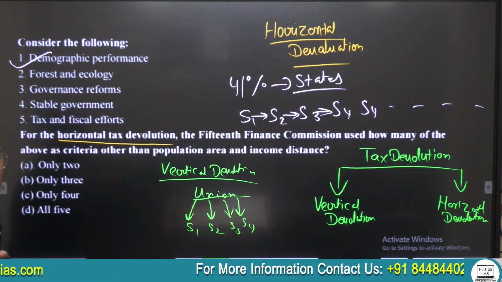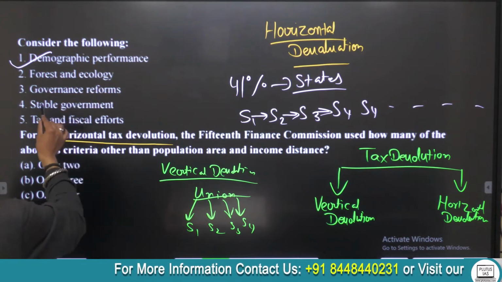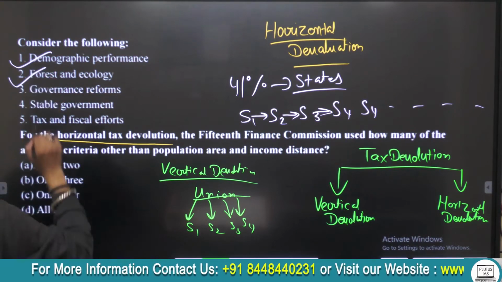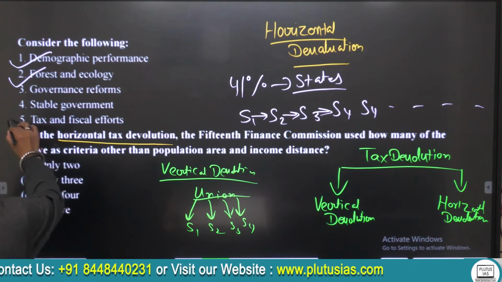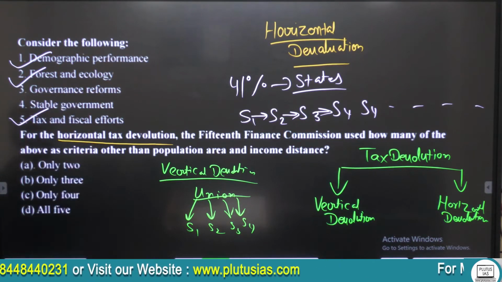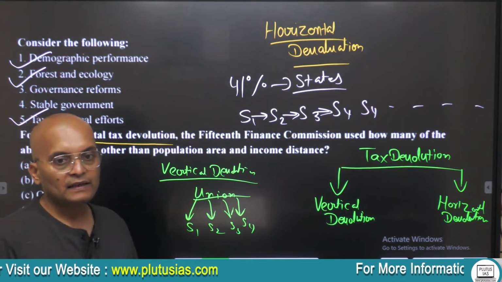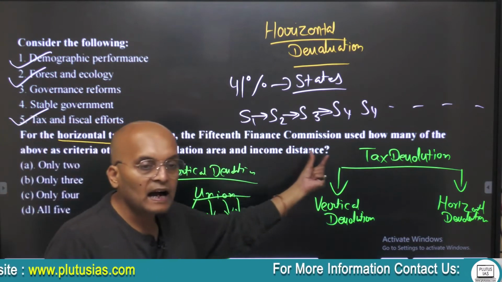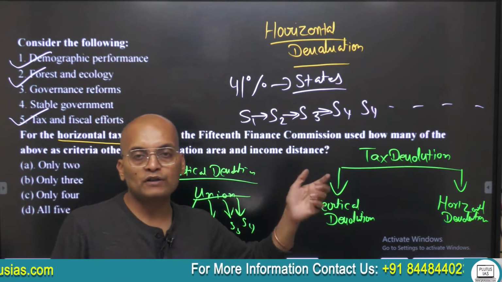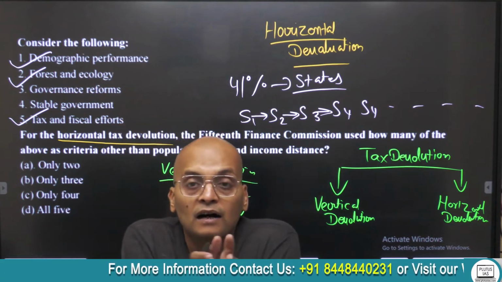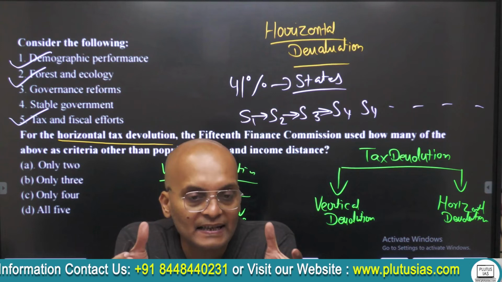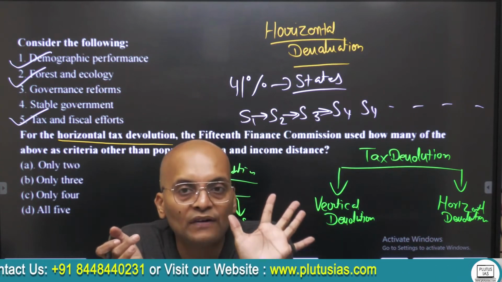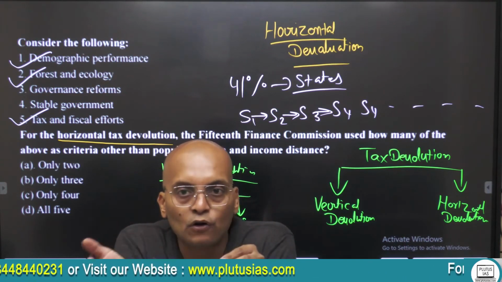Girls, boys, I said, men, women. Demographic performance. Then forest and ecology. Okay. Then tax and fiscal efforts. Okay. Then the population area and income distance was also there. Income distance means how much is the gap between rich and poor and how dense that area is. So on these 5 factors, the money was distributed.